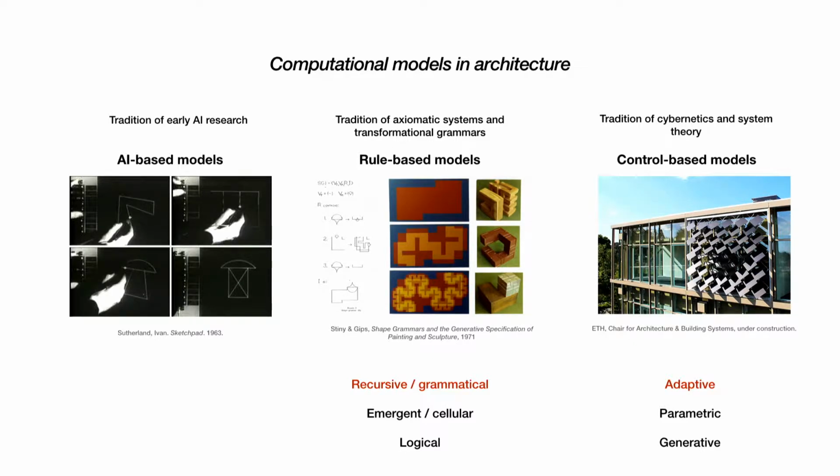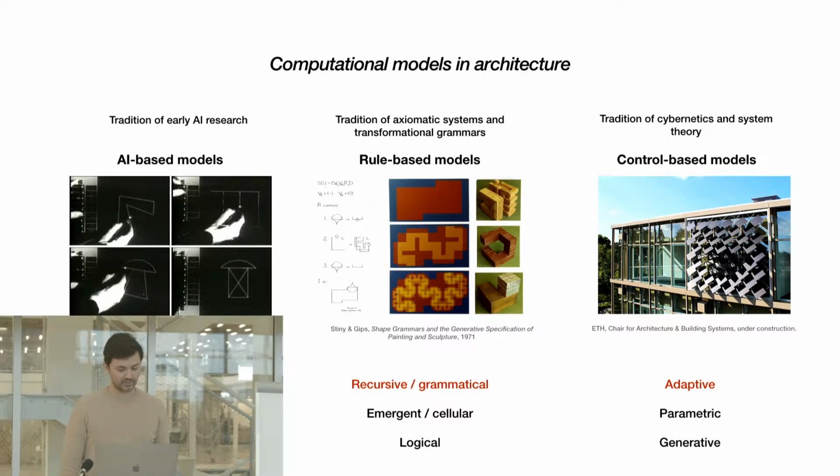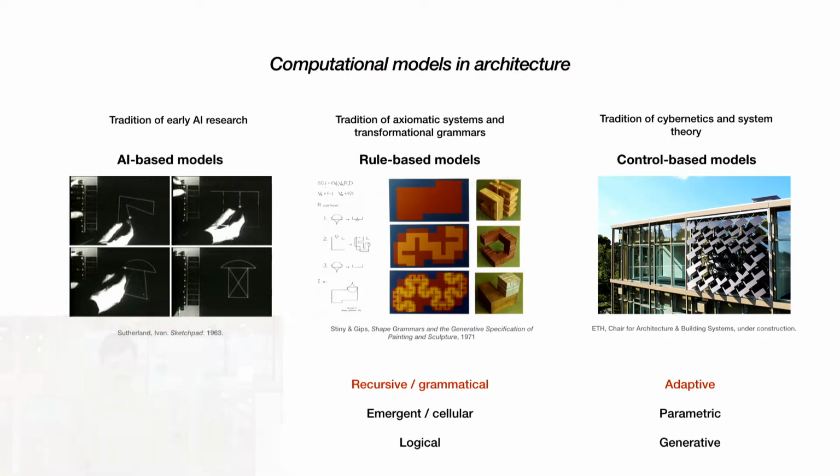So when I was thinking about how to best categorize these computational models in architecture for the purpose of my work, I decided to classify them by their ideological influences. So because of that, I have identified legacies of artificial intelligence-based models on the left.